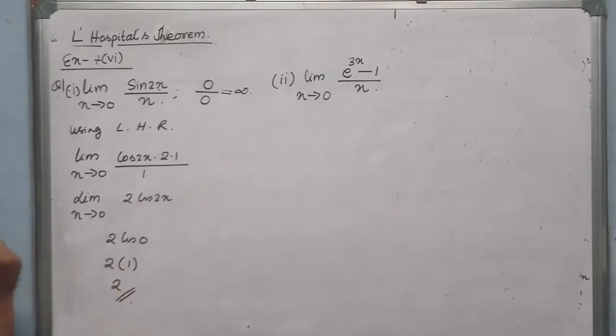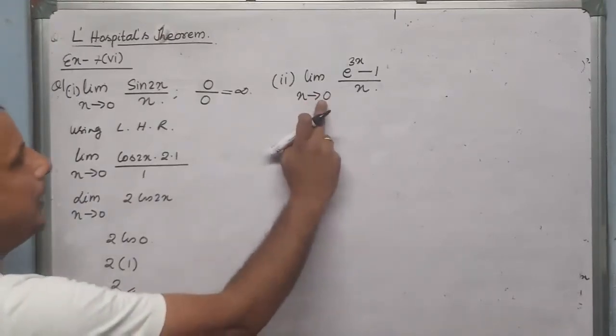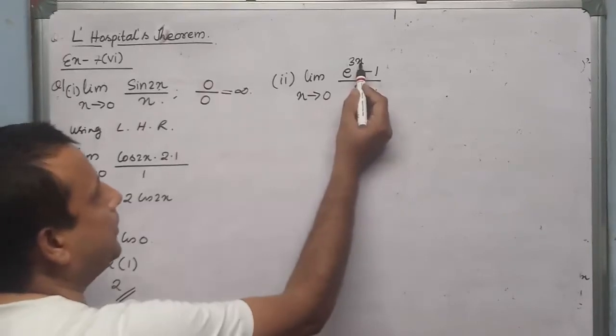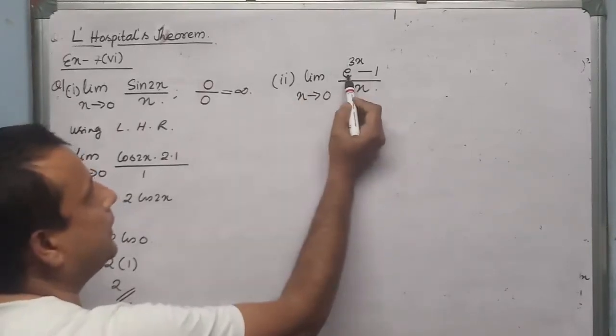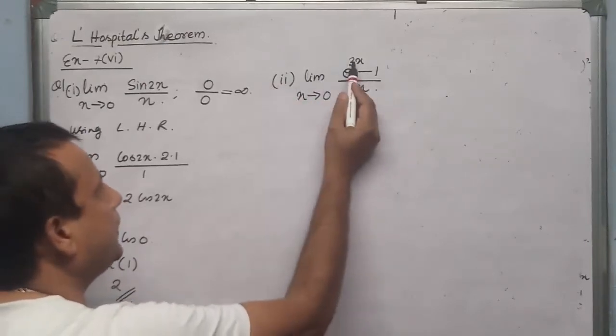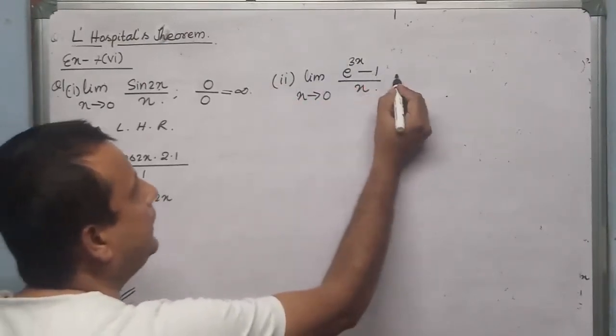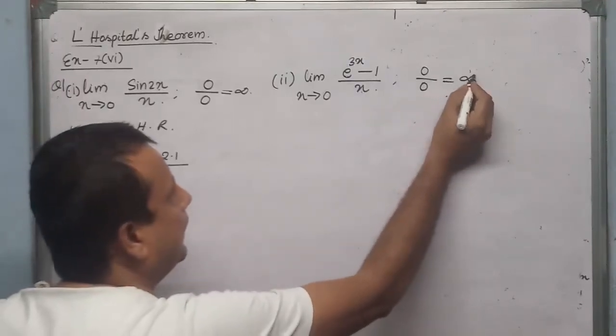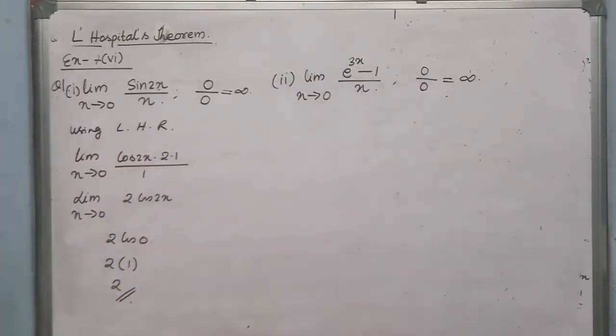This is a finite answer. Similarly, in this one, I'll substitute 0 for x. 3 into 0 is 0. e to the power 0, anything to the power 0 is 1. 1 minus 1 is 0, and the denominator is also 0, undefined. Again, in this case also the limit does not exist.